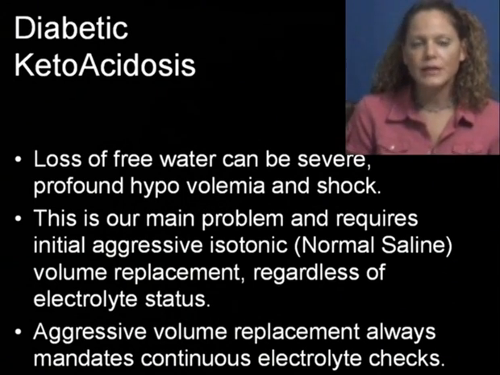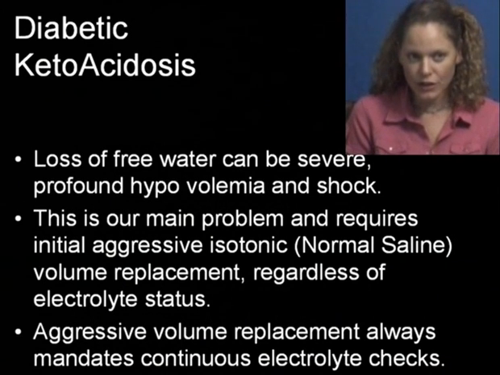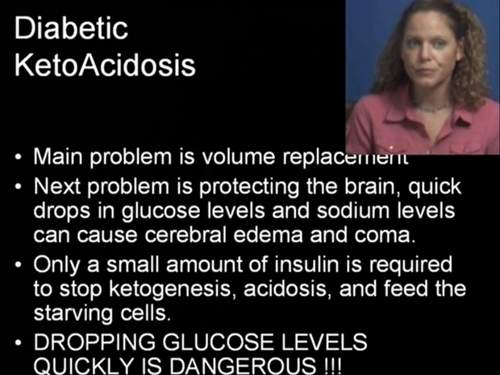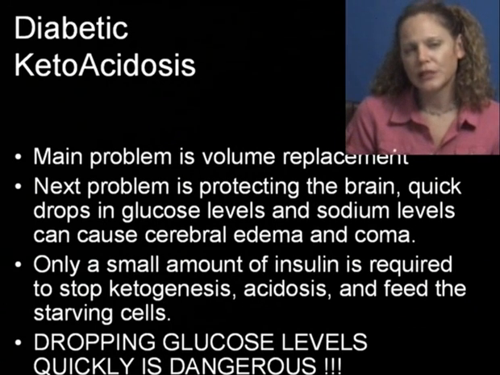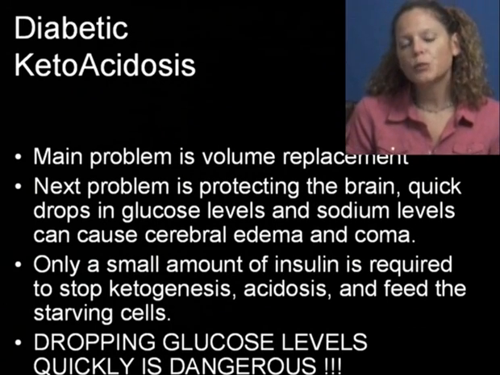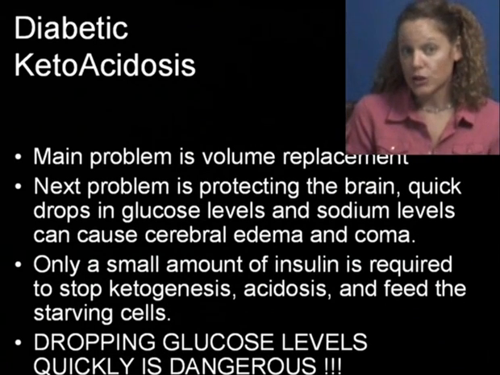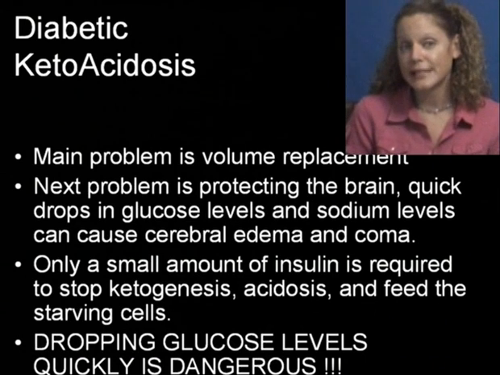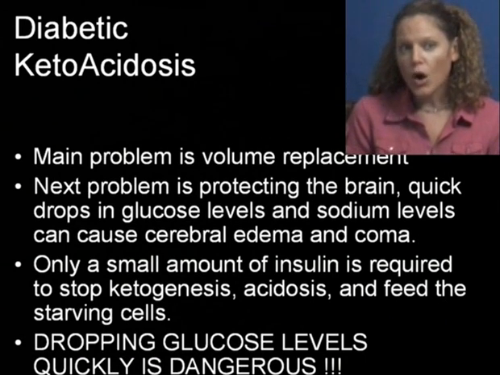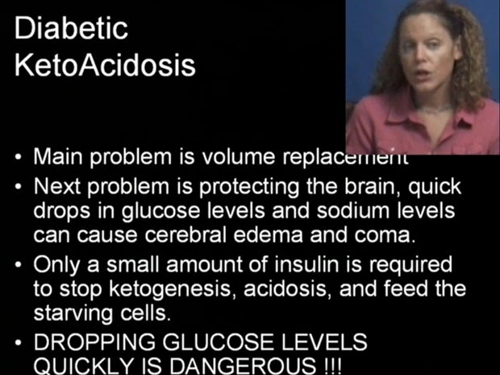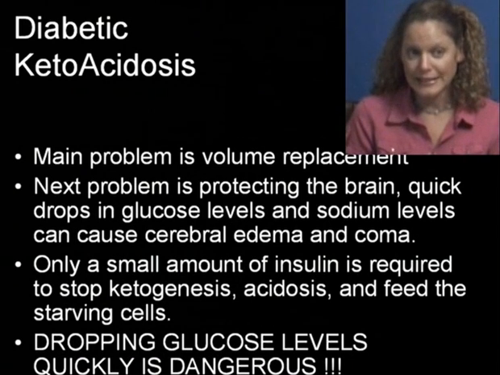Aggressive volume replacement always mandates continuous electrolyte checks. The main problem is volume replacement. The next problem is protecting the brain, because quick drops in glucose levels and sodium levels can cause cerebral edema and coma. Only a small amount of insulin is required to stop the ketogenesis, acidosis, and feed the starving cells. So remember, dropping glucose levels quickly is actually dangerous.